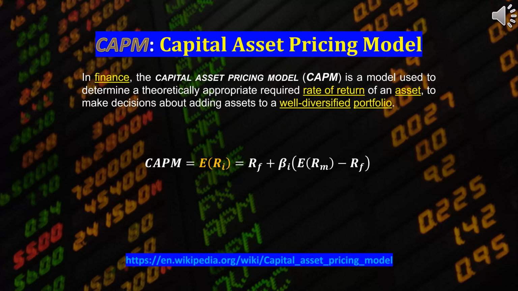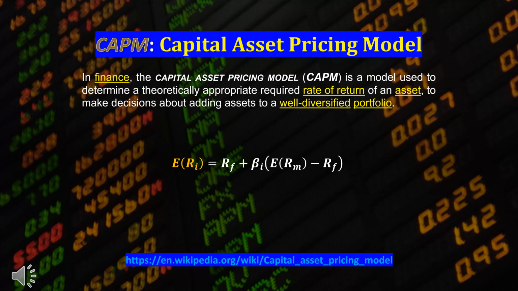The main discussion begins by reviewing the structure and purpose of the capital asset pricing model. In finance, the capital asset pricing model is a model used to determine a theoretically appropriate required rate of return of an asset to make decisions about adding assets to a well-diversified portfolio. Detail of parameters, the input variables, come later in the discussion. For now, the discussion considers how the capital asset pricing model can be manipulated to derive meaningful investment data for analysis.